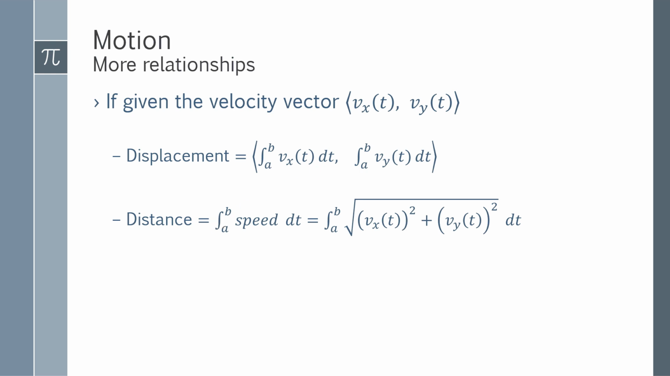I can think of displacement as accumulating the velocities. Because if I accumulate the rate of change, I get the amount of change. And since displacement is the change in position, if I accumulate the rate of change of position, I get the amount of change. Whereas distance is accumulating speed. And if I accumulate speed, that means I'm doing the integral of how I find speed in vector form. So how can this get used?